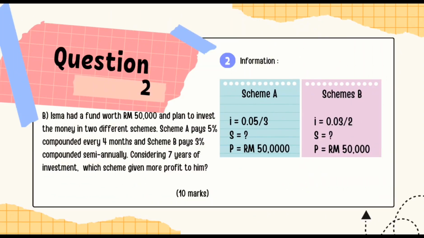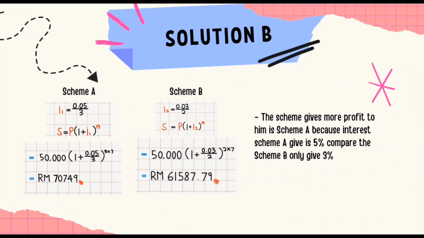B. Isma has a fund worth RM50,000 and plans to invest the money in 2 different schemes. Scheme A pays 5% compounded every 4 months and Scheme B pays 3% compounded semi-annually. Considering 7 years of investment, which scheme gives more profit to him? Solution B. For Scheme A, the interest is 5%. So the solution is 50,000(1 + 0.05/3) with the power 3 multiplied by 7, because 7 years.